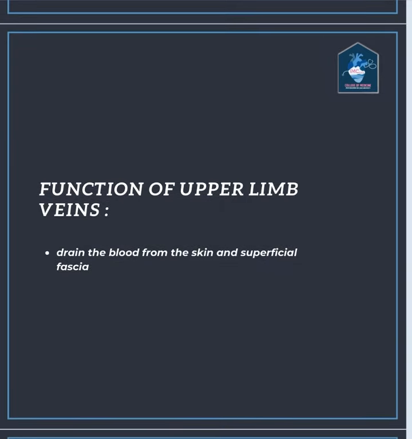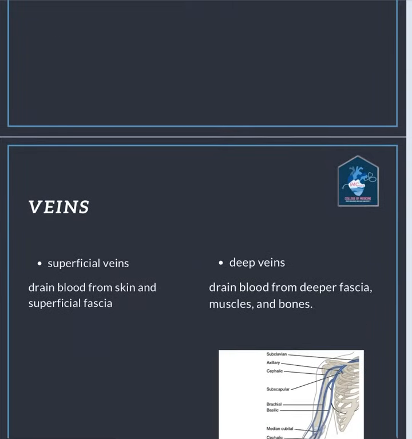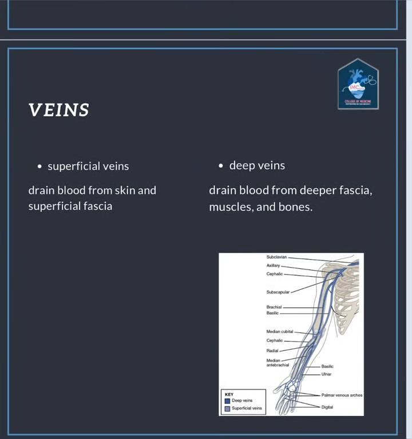Now let's talk about the veins. What is the function of the veins in the upper limb? Veins will drain the blood from the skin and superficial fascia. And we also have two types of veins. We have the superficial veins and we have the deep veins, which are pretty similar in function. So the superficial veins will drain the blood from the skin and superficial fascia, and the deep veins will drain the blood but from the deeper fascia, muscles and bones.